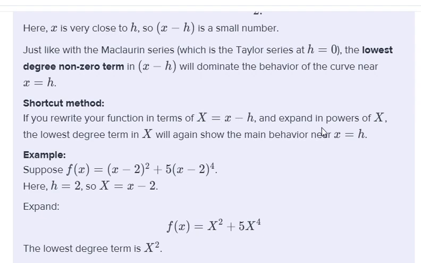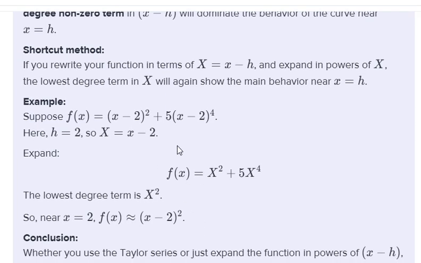Expand the power, that means if the given function is f of x equals x minus 2 whole squared plus 5 into x minus 2 whole raised to 4, and I want to find out the function behavior whenever x is very close to 2, you take capital X equal to x minus 2. Whenever x is very close to 2, capital X is small, and therefore we can rewrite this function as capital X squared plus 5 X to the 4, and the lowest degree term is X squared.